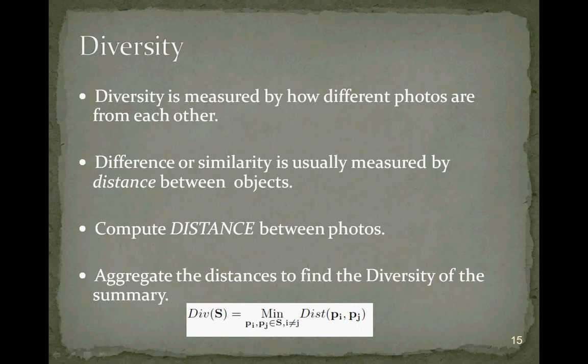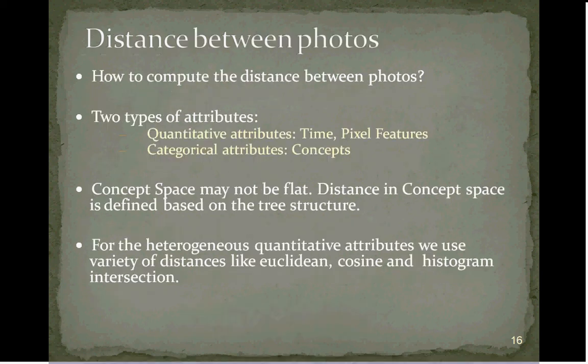Diversity is a measure of non-redundancy. A summary should have minimal duplicate information. We compute distance between pairs of photos and aggregate them to generate a diversity of the photo summary. The distance can be computed in multiple feature spaces as well as in the semantic concept space.